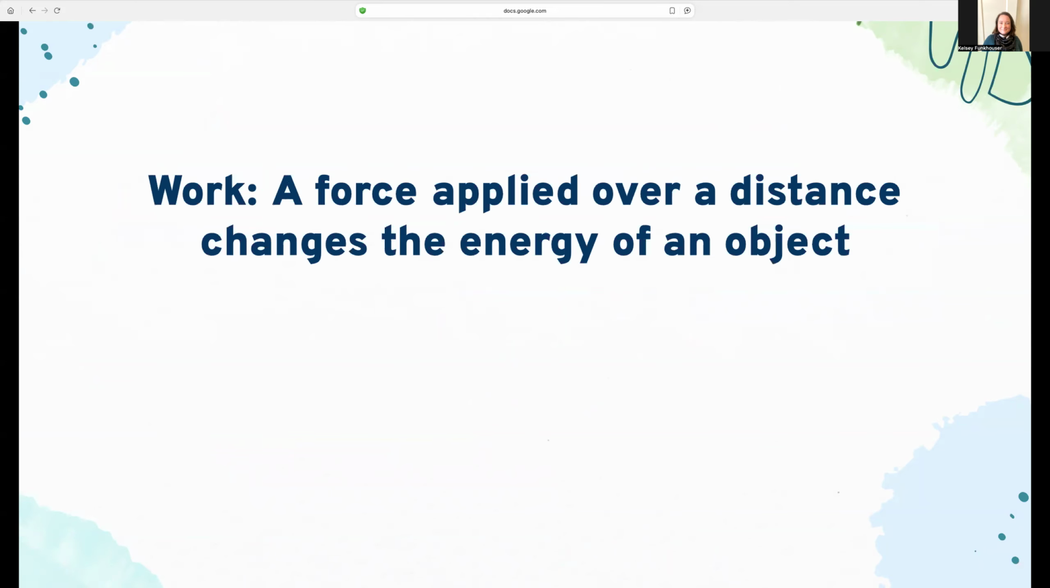There's also a concept of work, not the one you're familiar with. And this is a force applied over a distance that changes the energy of an object. So remember, impulse was force times time. Work is force times distance. And work, we give the label of a capital W. And then force and distance should be familiar.